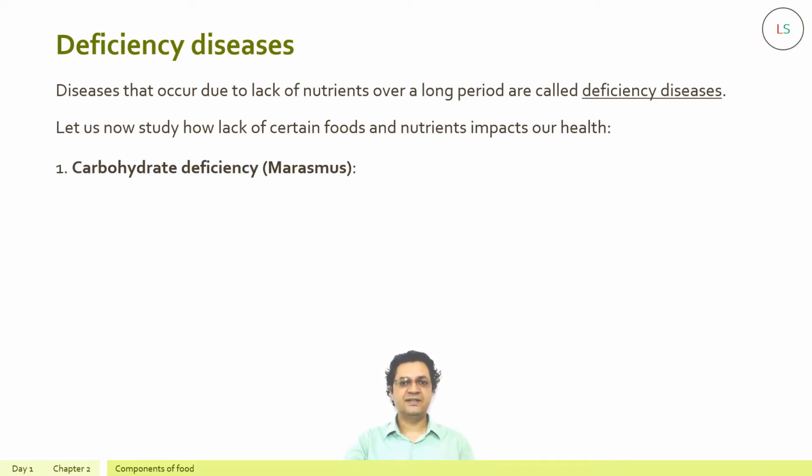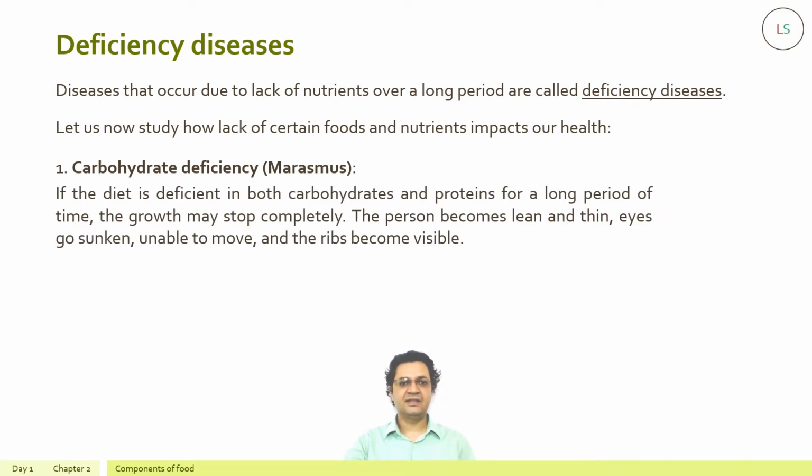So the first one is marasmus, caused due to carbohydrate deficiency. If the diet is deficient in both carbohydrates and proteins for a long period of time, the growth may stop completely. The person becomes lean and thin, eyes go sunken, unable to move, and the ribs become visible. It's really painful to show a picture of a child who is suffering from this disease. This disease is predominantly seen in Africa and some parts of Asia.